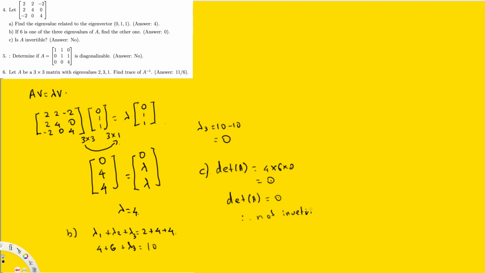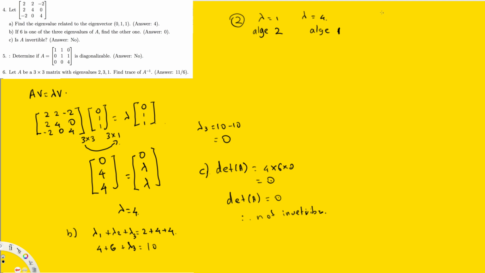And the other question is asking to determine if A is diagonalizable. To determine whether something is diagonalizable, we have to look at the algebraic multiplicity and the geometric multiplicity. In this case we have lambda equal to 1 and lambda equal to 4. Lambda equal to 1 is written twice, therefore the algebraic multiplicity is 2. And lambda equal to 4 is written only once, so its algebraic multiplicity is 1.